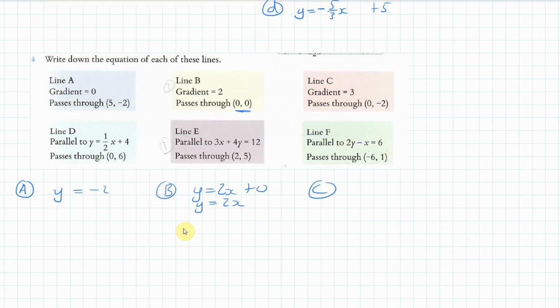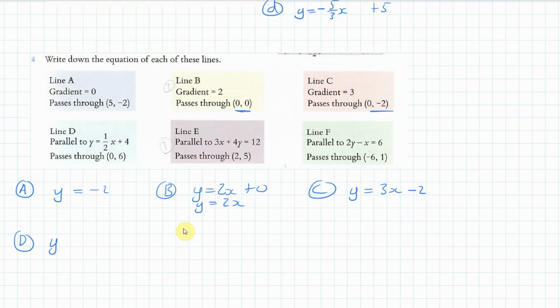Number C, we've got a gradient of 3. So it's y equals 3x graph. And it crosses through 0, minus 2. So 0 is the x value and minus 2 is the y value. So it's a negative 2 intercept. Now the next one's okay. It's E and F that we'll have to do a little bit more thinking for. So the next one, it's parallel to y equals 1/2 x.